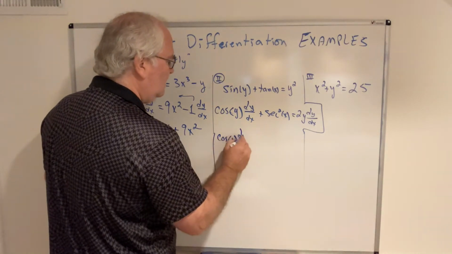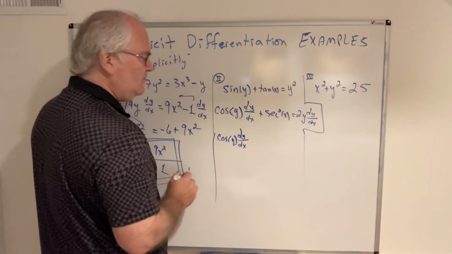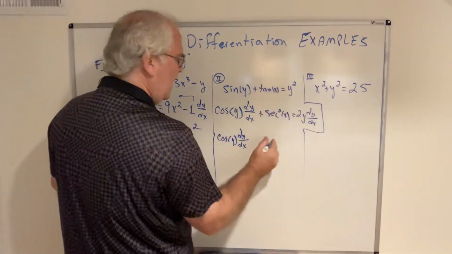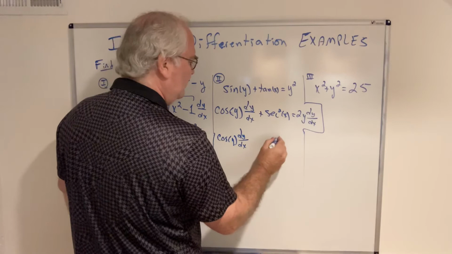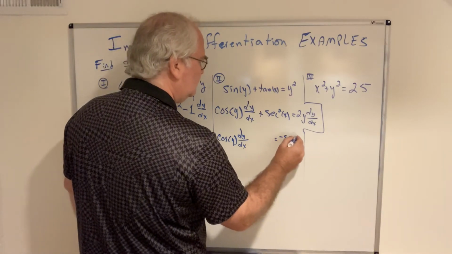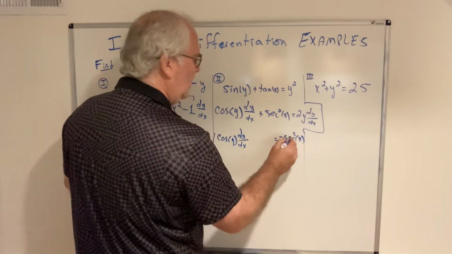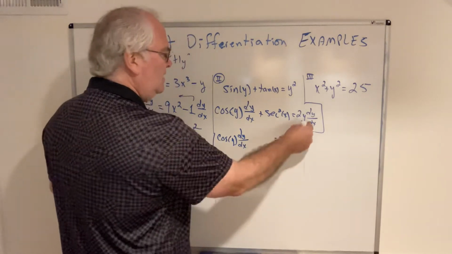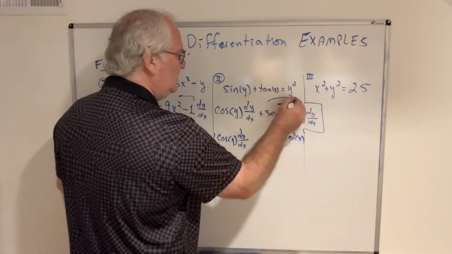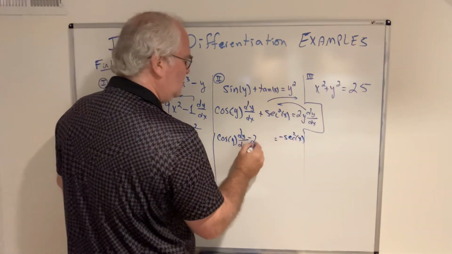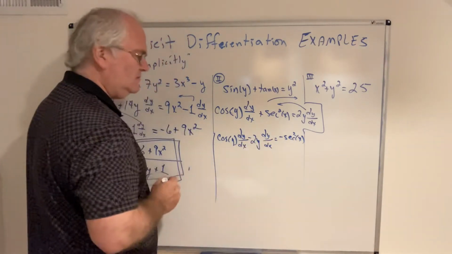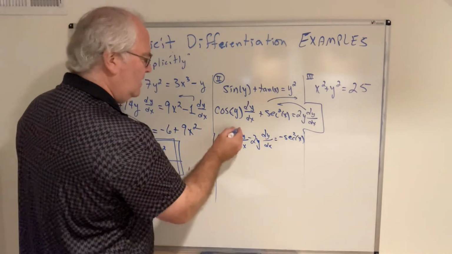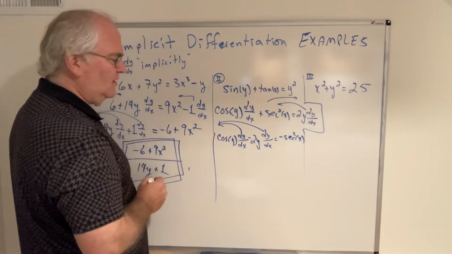Cosine y dy dx. This has to move to the other side. This has to move to the left-hand side. So I'm going to put the negative secant squared on the right-hand side, and this needs to move to the left-hand side, becomes negative 2y dy dx. And then we're going to factor out dy dx.